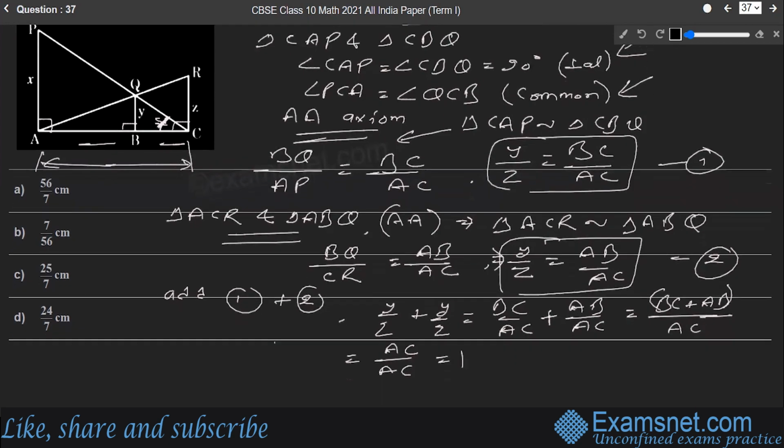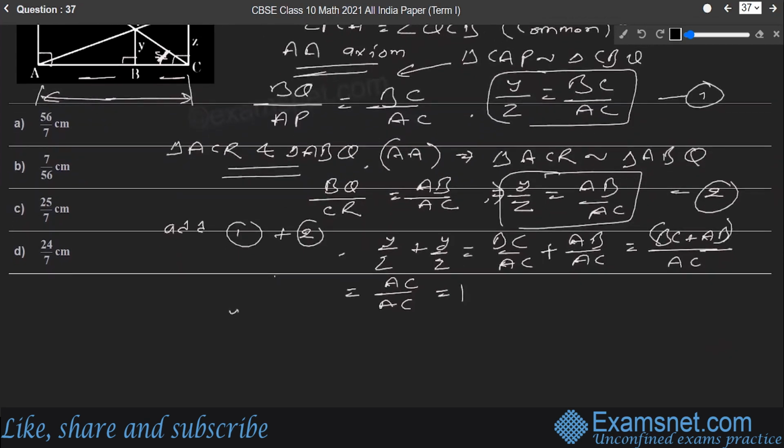So what we can conclude is y over z plus y over z, no, that was on the other side. It is y over x, not y over z. The first equation was y over x, and the other one was y over z, and then we added up. So this has to be y over x plus y over z on the left hand side. The right hand side becomes equal to 1.